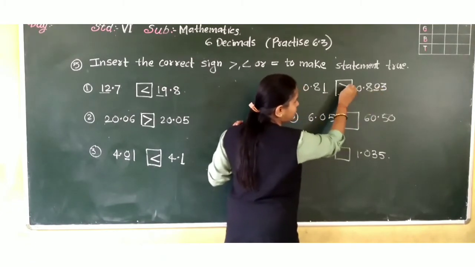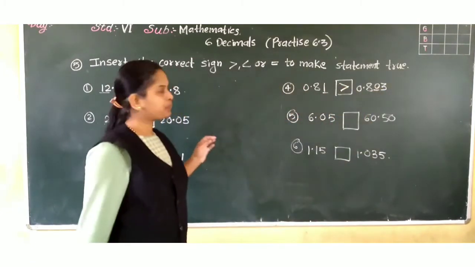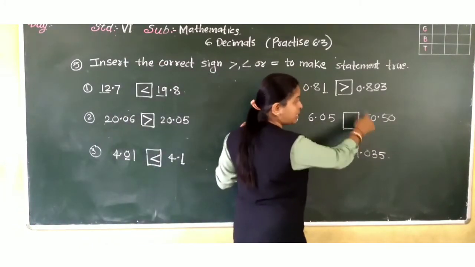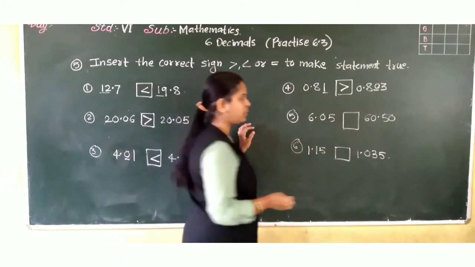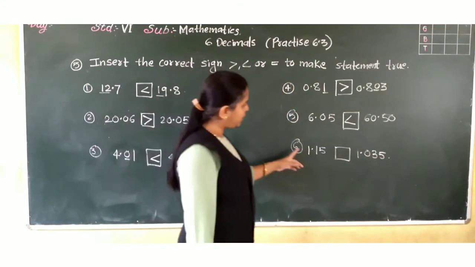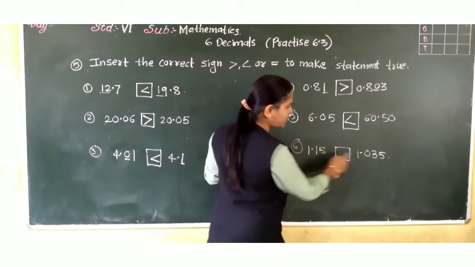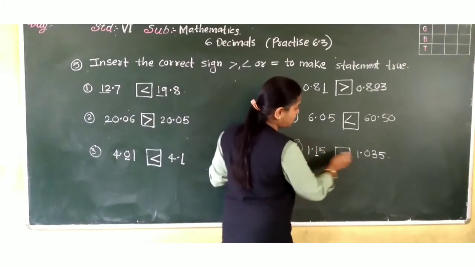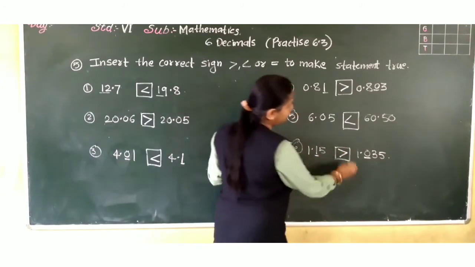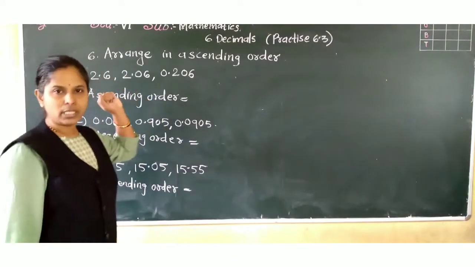Who is greater? This decimal is greater. Next. Here 6 is the whole number, here 60. So who is greater? 60 is greater. Okay. Next. Whole number same, 1, 1. Here 1, here 0. Who is greater? 1 is greater. Followed?